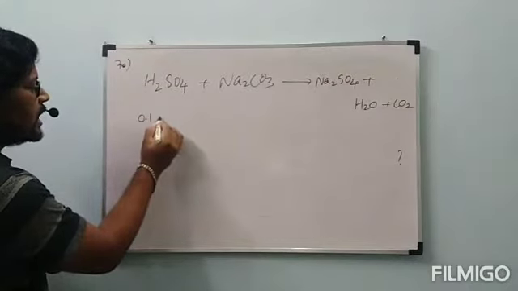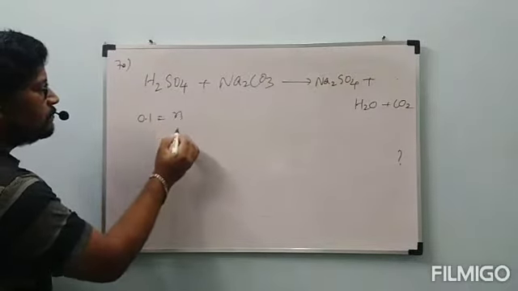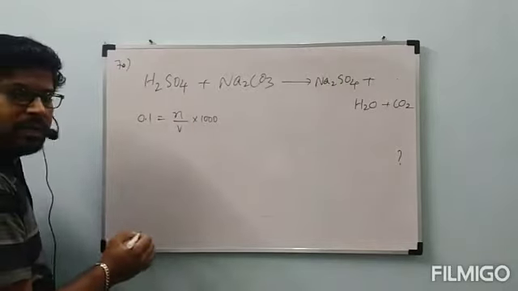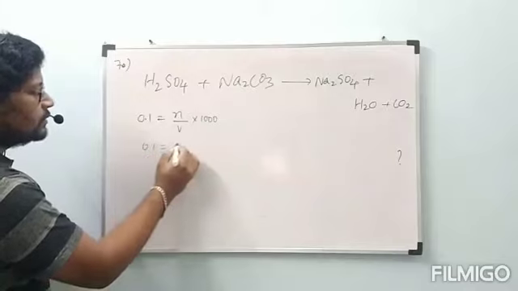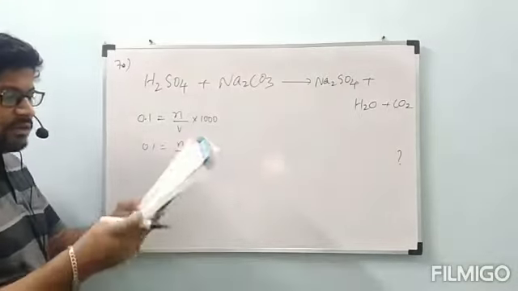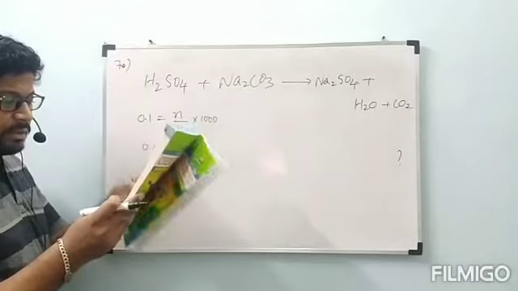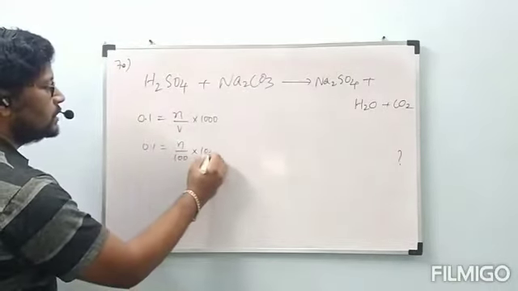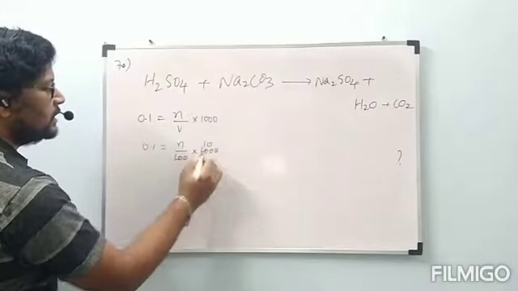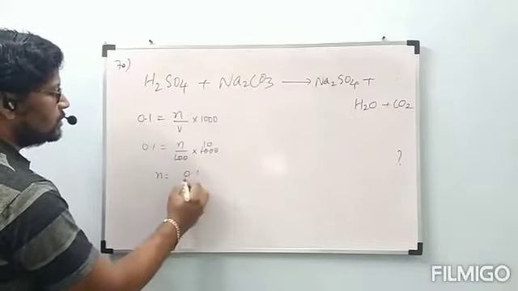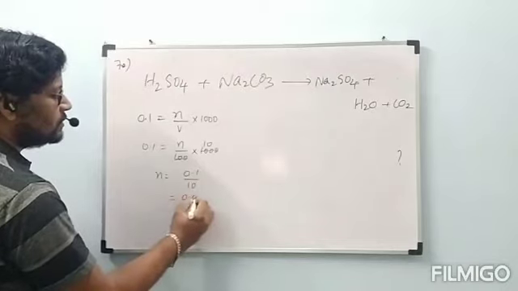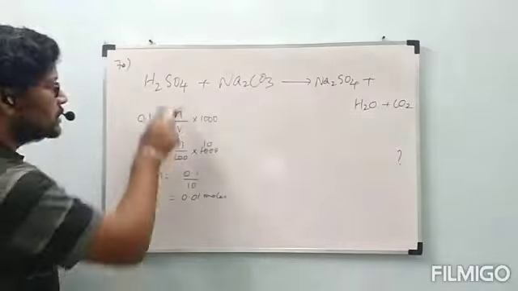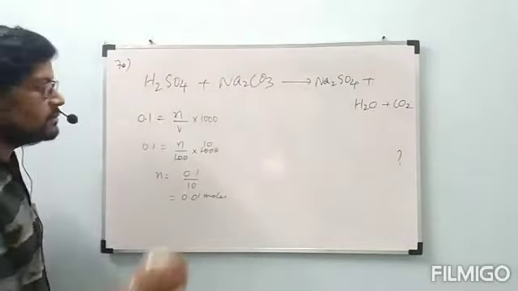Molarity formula: molarity is equal to number of moles divided by volume in ml into 1000. So 0.1 is equal to number of moles divided by, what is the volume they gave? 100 ml. 100 into 1000, then it is cancelled 10 times. n is equal to 0.1 divided by 10, which is equal to 0.01 moles. So the amount of H2SO4 reacted is 0.01 moles.